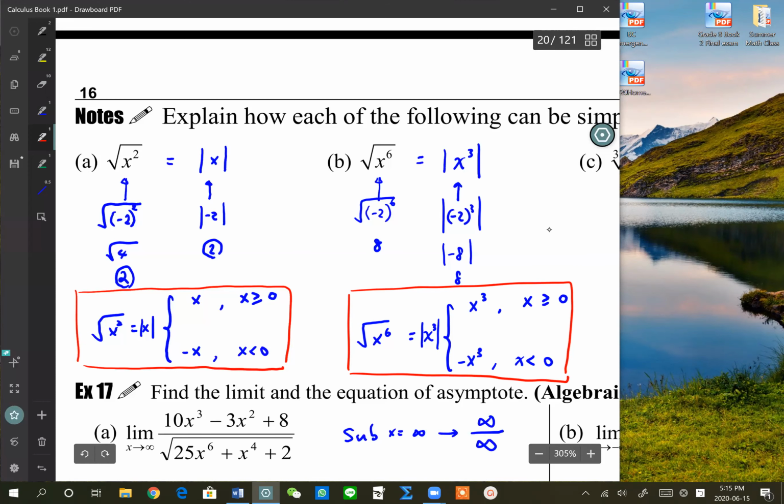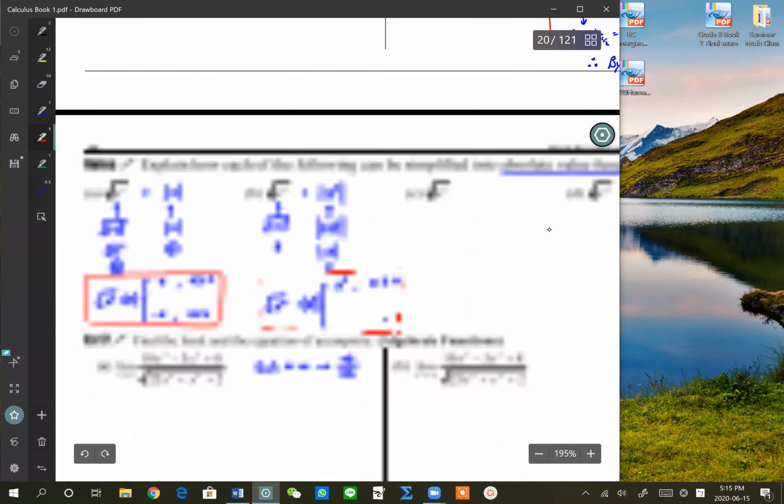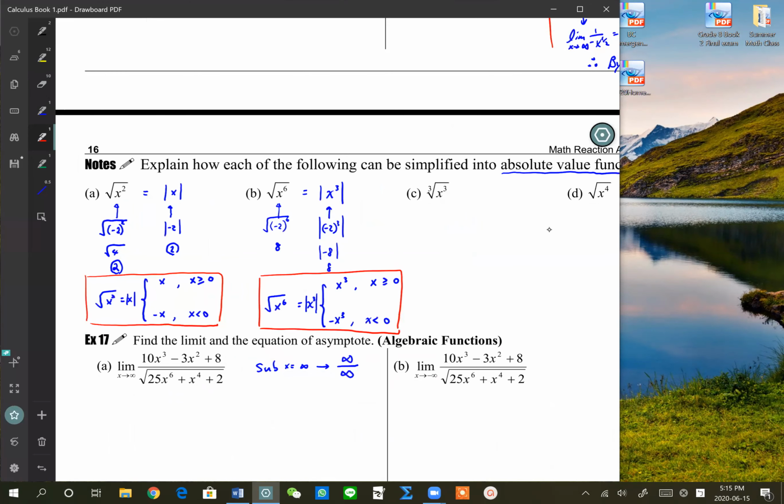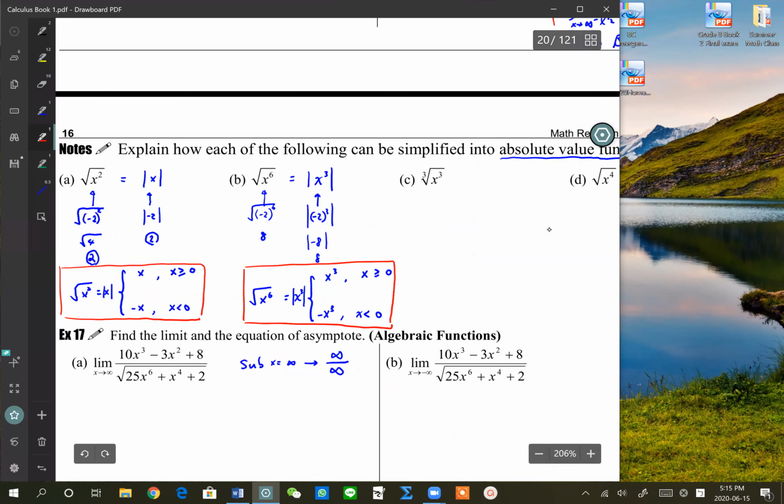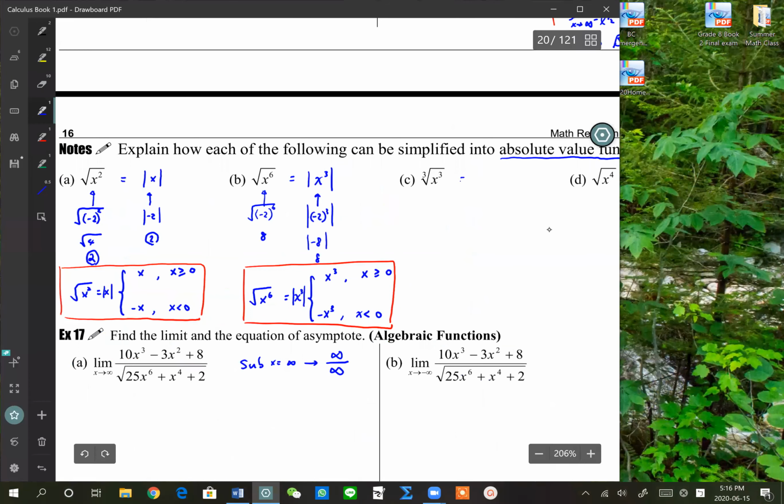Okay, let's look at the third one. Third one is a little bit different, right? Now we have a cube root, okay? Inside is x cubed. So what do you think will happen here? I cube it and then cube root. How do we simplify this?